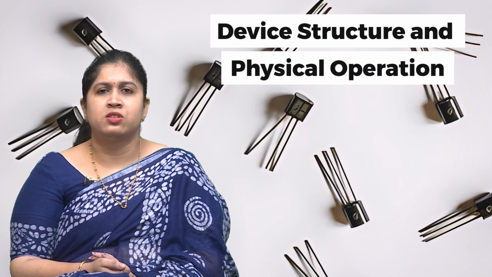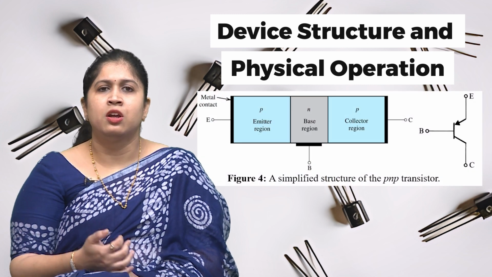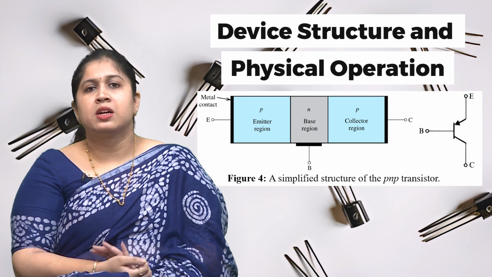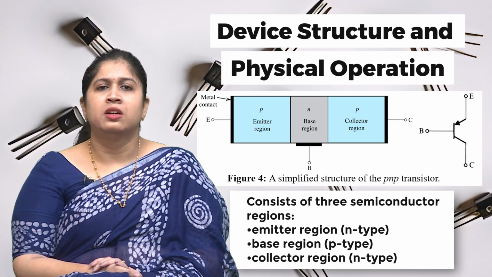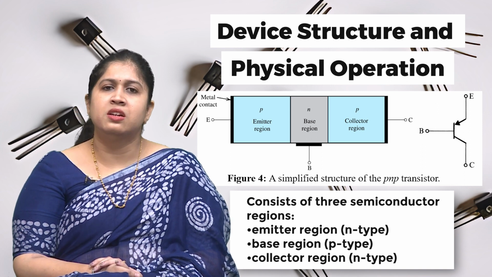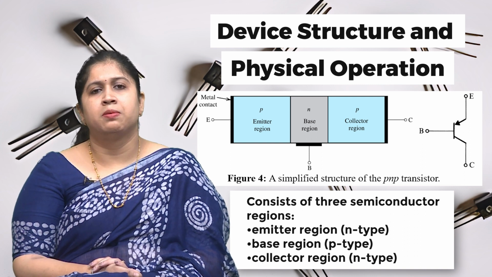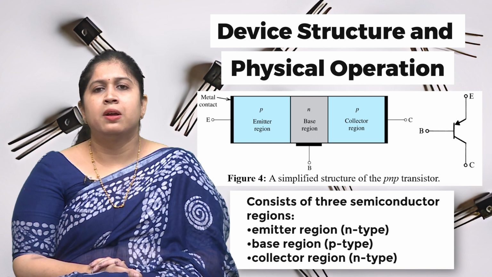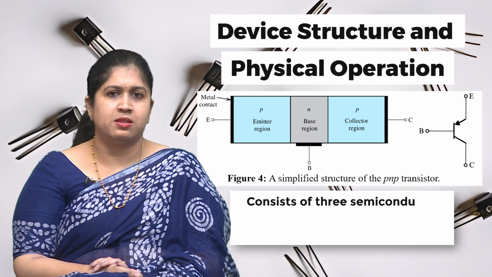Device structure and physical operation. The figure shows the simplified structure of BJT. It consists of three semiconductor regions. Emitter region is defined as N type, base region is defined as P type, collector region is defined as N type. The type described above is referred to as NPN, however PNP type does exist.